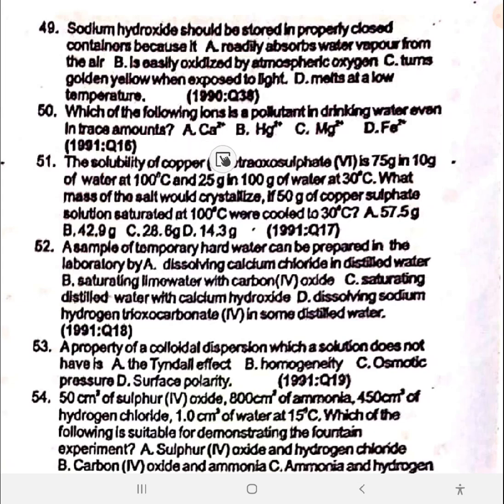50. Which of the following ions is a pollutant in drinking water, even in trace amounts? Even in trace amounts it becomes a pollutant. Option B, mercury, actually, right. Heavy metals could be pollutants in water. Number 1, lead. Number 2, tin. Number 3, mercury. But the major ones are mercury and lead.